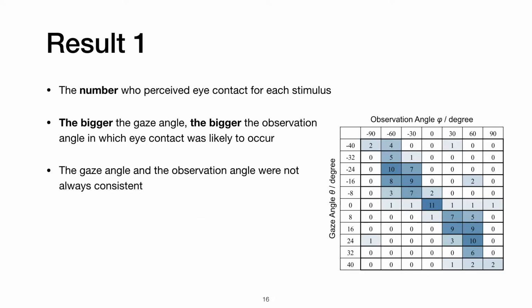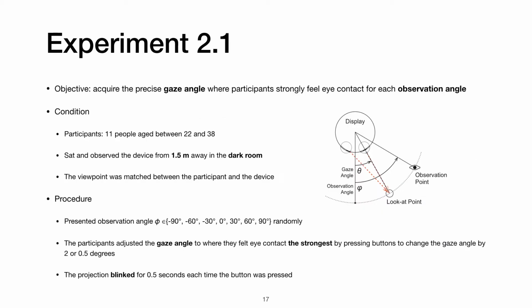Firstly, this is the result: the number of participants who perceive eye contact for each stimulus. The bigger the gaze angle, the bigger the observation angle at which eye contact occurred. However, the gaze angle and the observation angle were not always consistent.